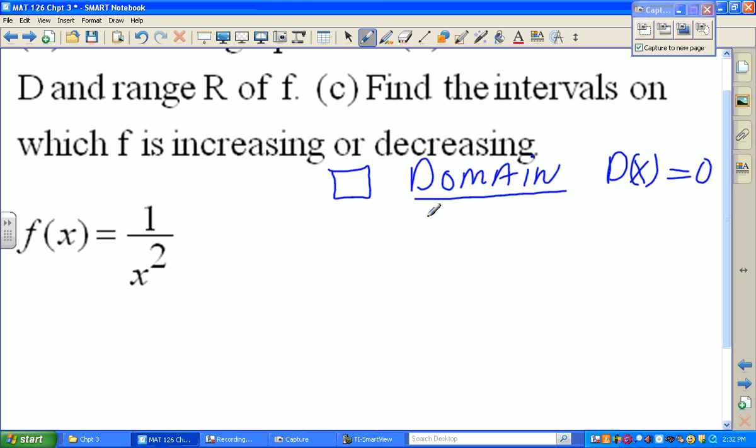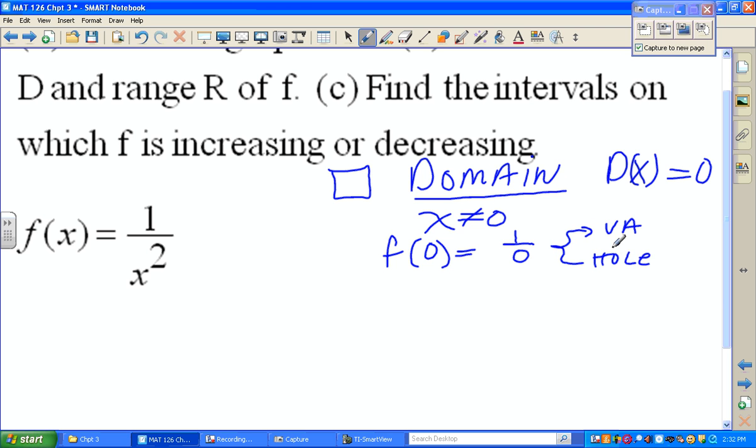Zero. Yeah. So the domain: x can't equal 0. Why? You can't divide by 0. You get an error on the calculator. So what is the function value of 0 going to be? 1 over 0. Is that a vertical asymptote or is that a hole in the graph? That is a vertical asymptote. So this has a vertical asymptote at x equals 0. Fantastic. That's the first thing on our checklist.